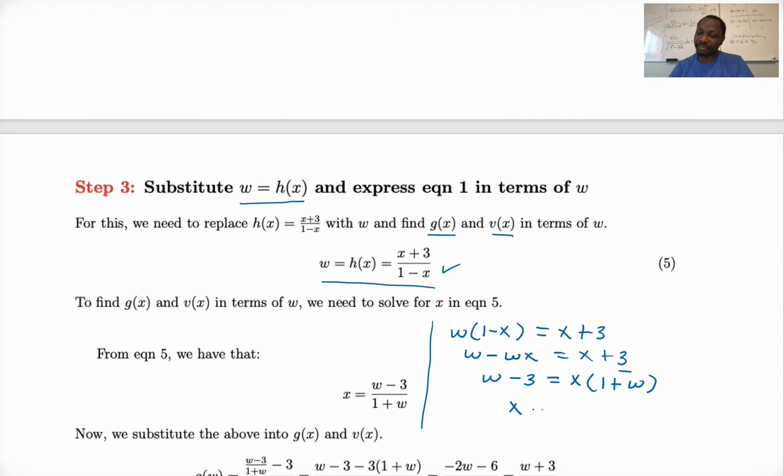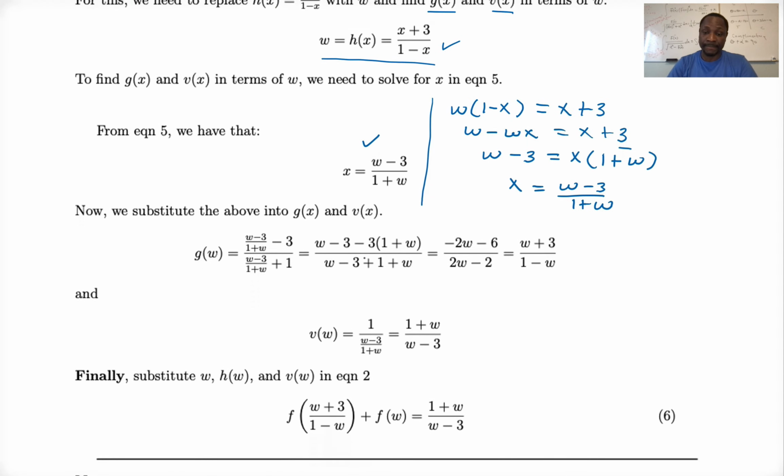Now I can divide both sides by 1 plus w, and this is how I got my new x with this new substitution. It's a different substitution. Remember, the initial substitution was w equal to g of x. The second substitution is w equal to h of x. You have to do those two before you can eliminate what you want to eliminate to get f of x.